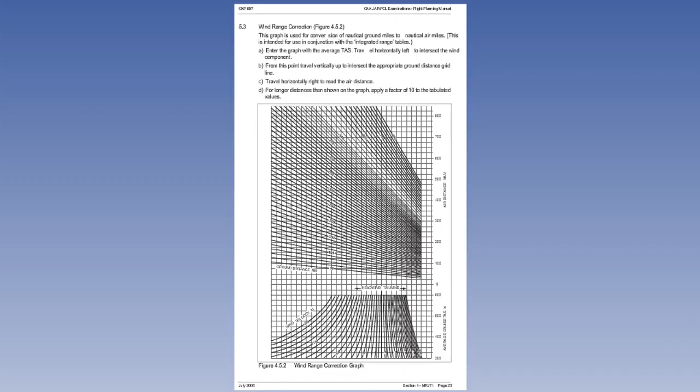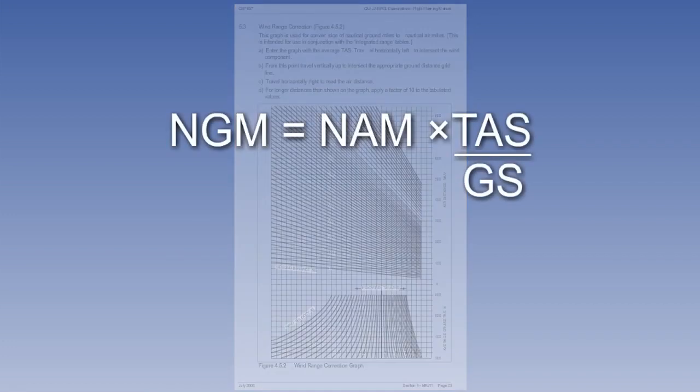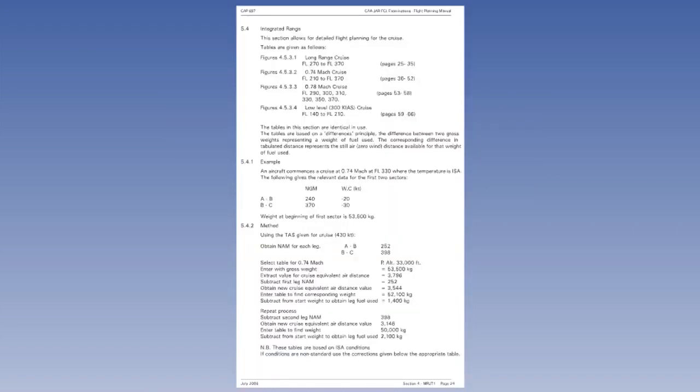It is very often necessary to convert nautical ground miles to nautical air miles. Instructions for doing this calculation using the wind range correction graph are given at the top of the page. However, for examination purposes, it is quicker and more accurate to use the formula and an electronic calculator. Now turn to page 24. The next 40 pages detail flight planning data for various cruise profiles and flight levels.